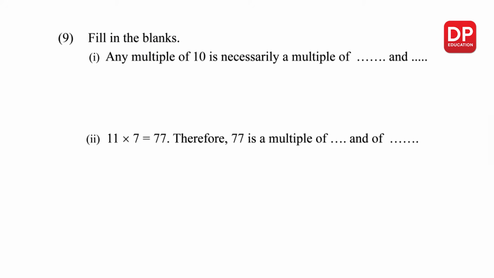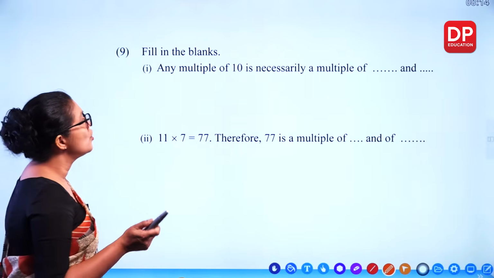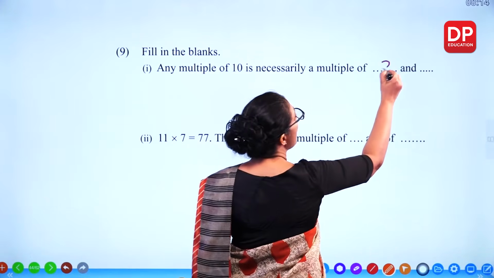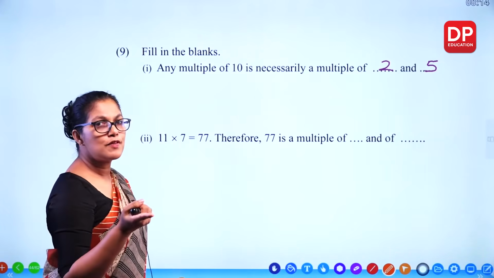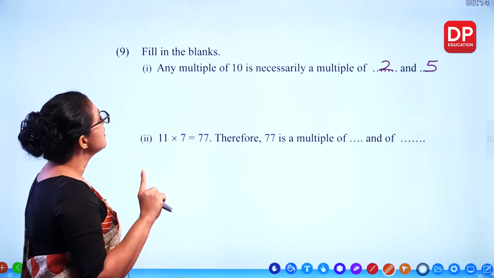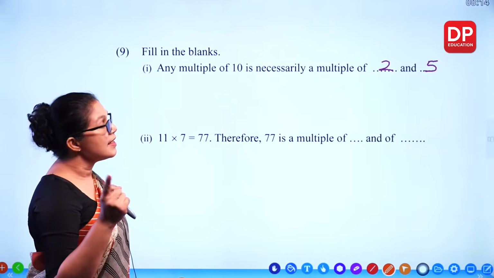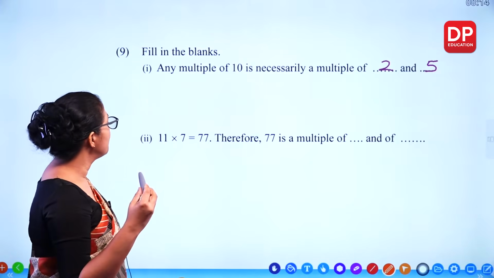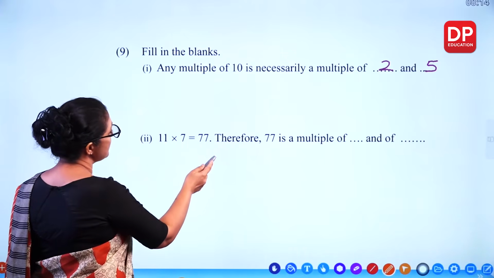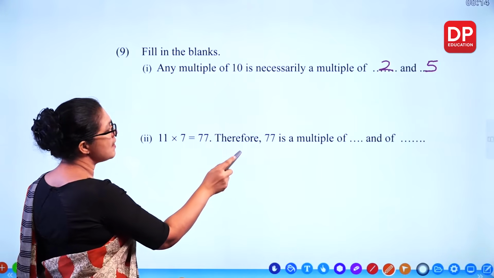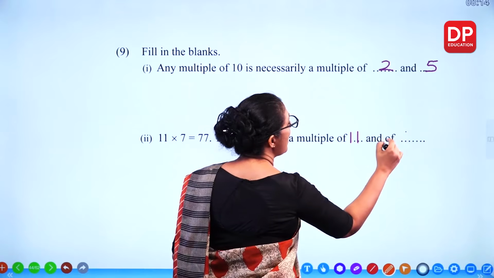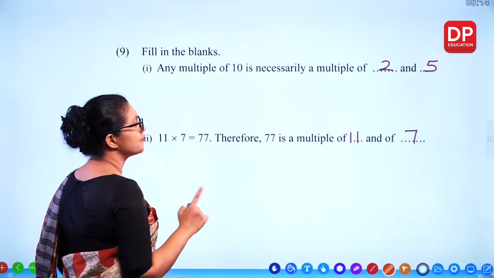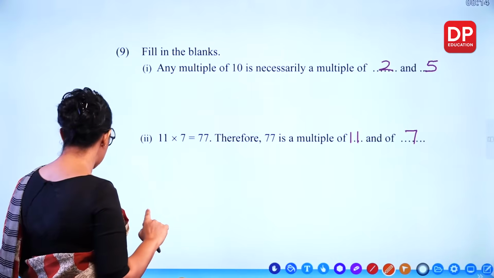Question number 9, fill in the blanks. Any multiple of 10 is necessarily a multiple of 2 and 5. Because the last digit is 0, that means it is divisible by 2, and 10 means it's divisible by 5 as well. 11 times 7 is 77. So therefore 77 is a multiple of 11 and of 7. 7 times 11 or 11 times 7.